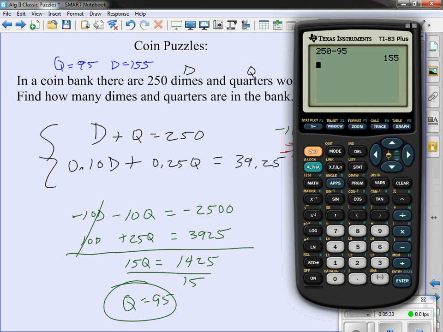Is that all you gotta do? You really have to do all that work? What do you mean, all that work? Yeah, you need to figure it out somehow. This is what I want to see. I know if you got 95 and you just wrote right next to it D is 155, I'm assuming you just substitute in.